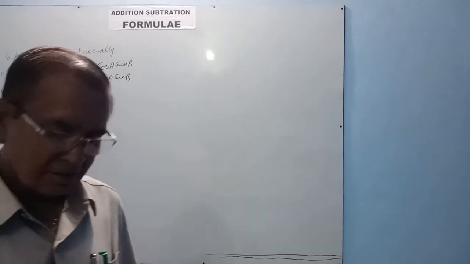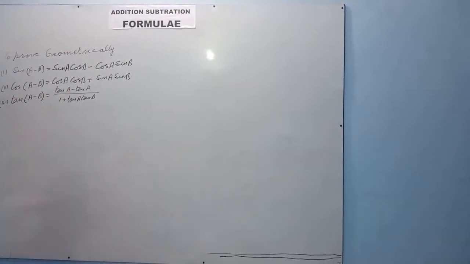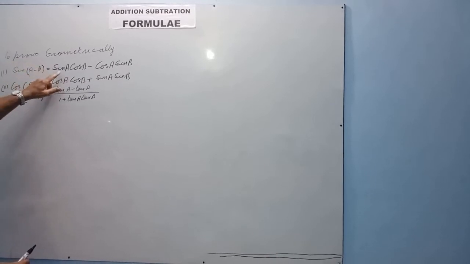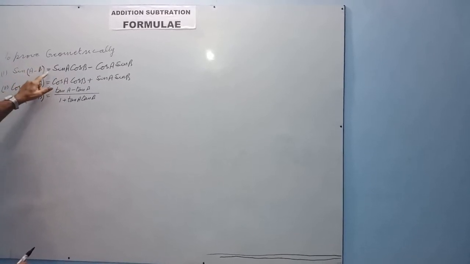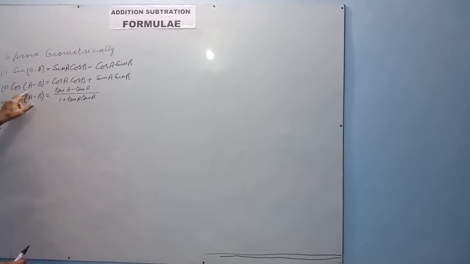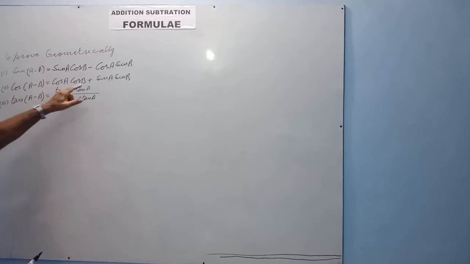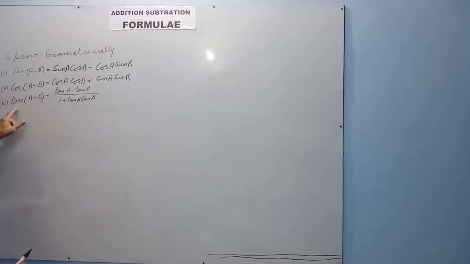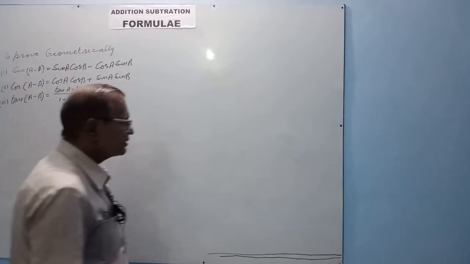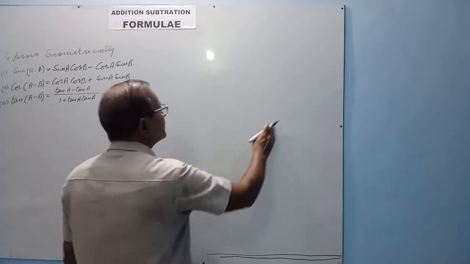Today I am going to teach you to prove geometrically: sin(A minus B) equals sin A cos B minus cos A sin B, cos(A minus B) is cos A cos B plus sin A sin B, tan(A minus B) is tan A minus tan B over 1 plus tan A tan B. Now first see how to draw the figure.